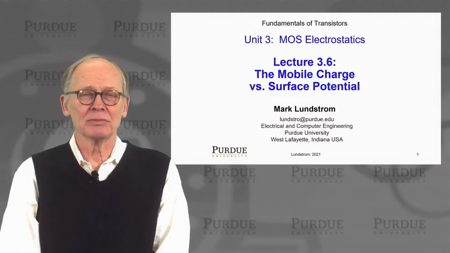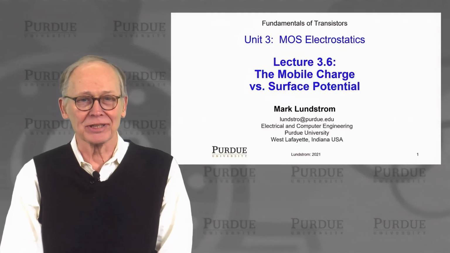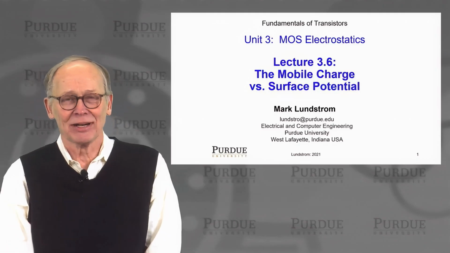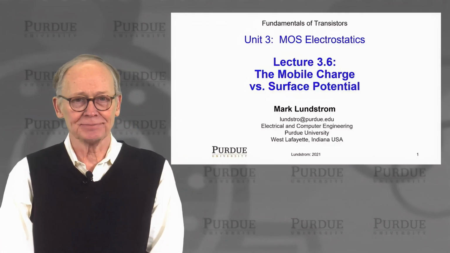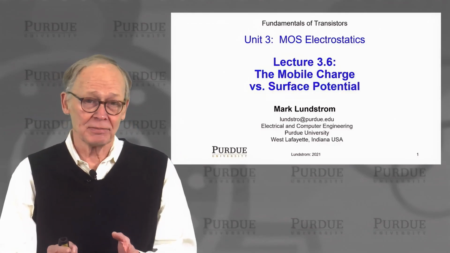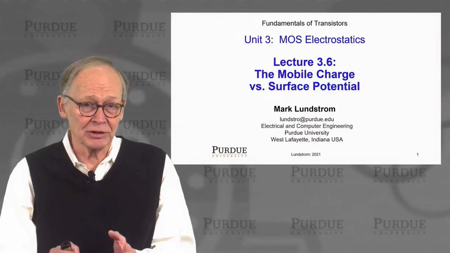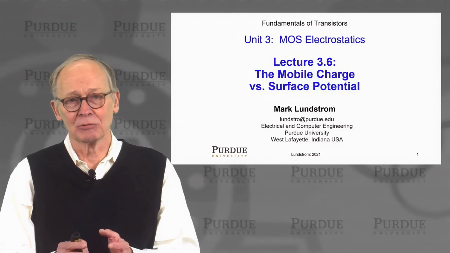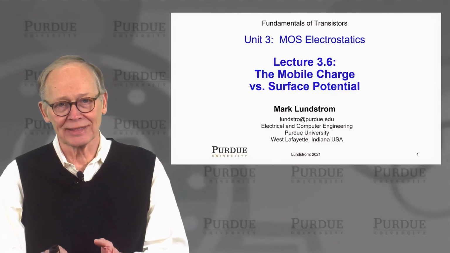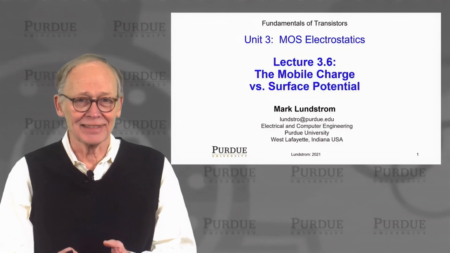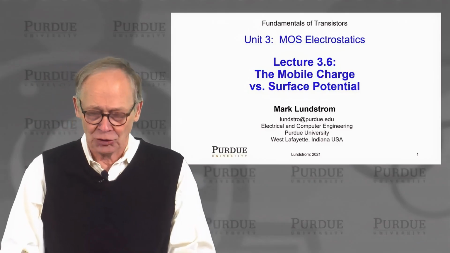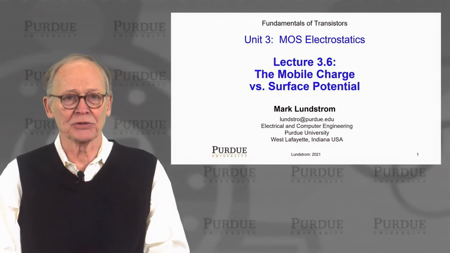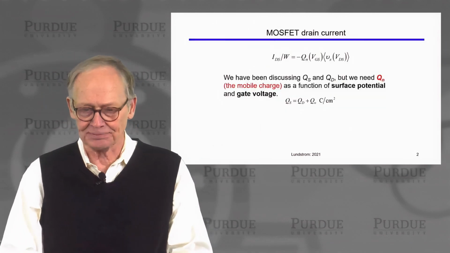Okay, well, welcome back to this long unit. I hope you're sticking with me. We're going to talk about the mobile charge in the next two lectures. The mobile charge is the mobile electrons for an N-channel MOSFET, the mobile holes for a P-channel MOSFET. These are the carriers, the charges that carry the current in the transistor. So we'll talk about mobile charge versus surface potential in this lecture.